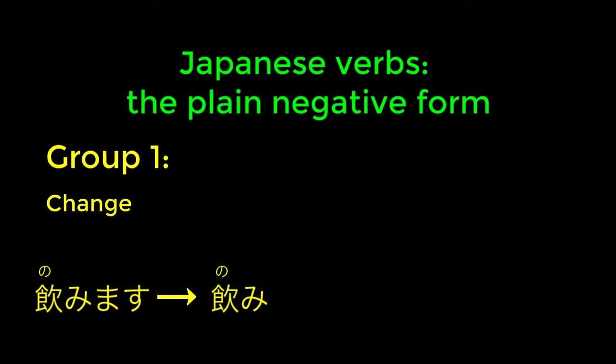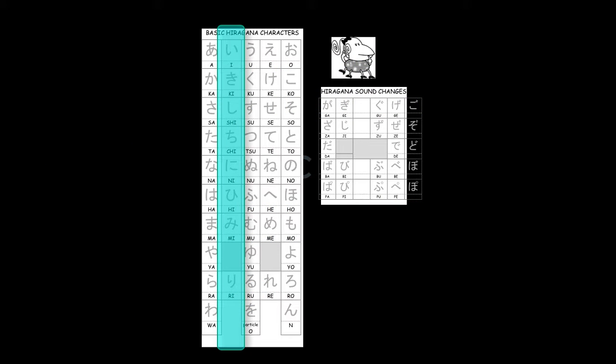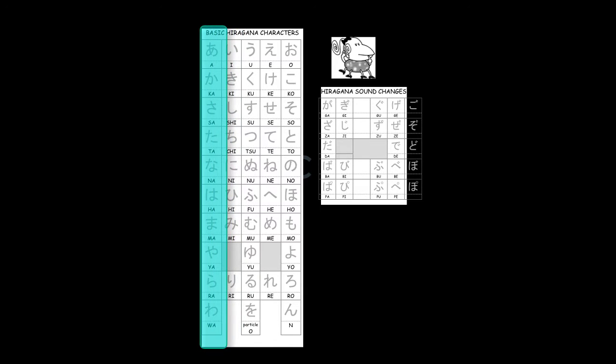Next, we change the final remaining hiragana to the a form of that hiragana. And you can see the mi there is highlighted. Now in group 1, the remaining hiragana will always be an i hiragana. And you can see now on the chart all of the i hiragana that there are, and they change from i to the equivalent a form, just as you see on the chart.